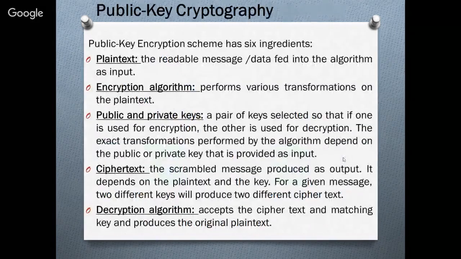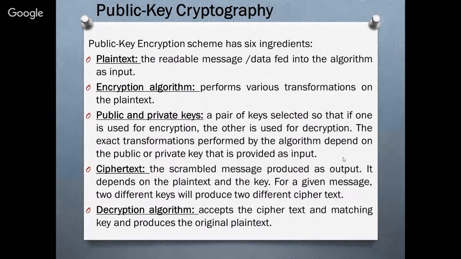So this public key encryption scheme has 6 ingredients. First is plain text, which is a readable message or the data which is fed into your algorithm as an input. The second is an encryption algorithm, which performs various transformations of the plain text. That is, a mathematical operation will be done on the plain text to find out the ciphertext.